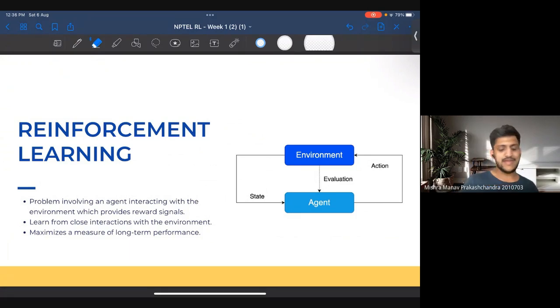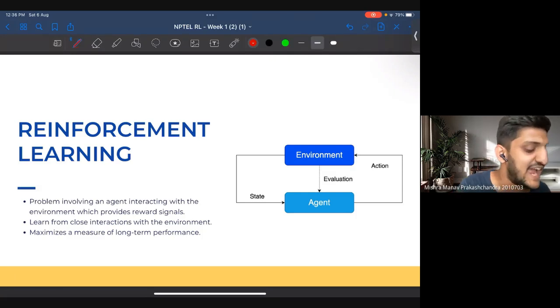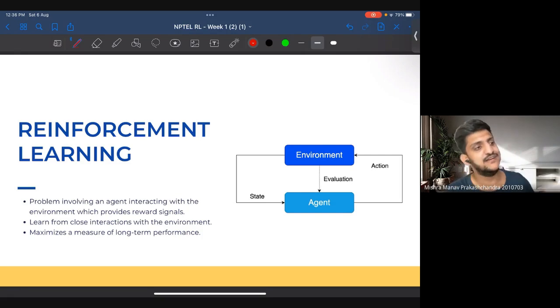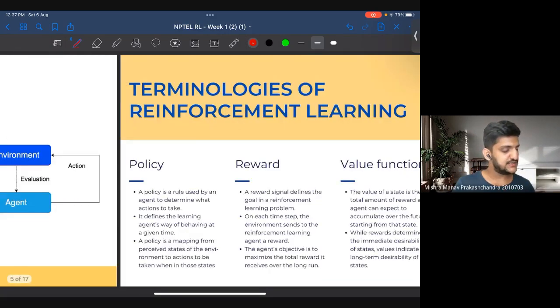If you look at the image here, you have the agent. The agent takes a certain action in the environment, in the situation that it is in, and based on the action that the agent took, the environment evaluates the action and gives feedback to the agent, as well as returns the effect of the action taken on the environment by means of a state. So the agent has input as a state, and it outputs an action, and it improves its decision-making skills by means of the evaluation that it gets from the environment.